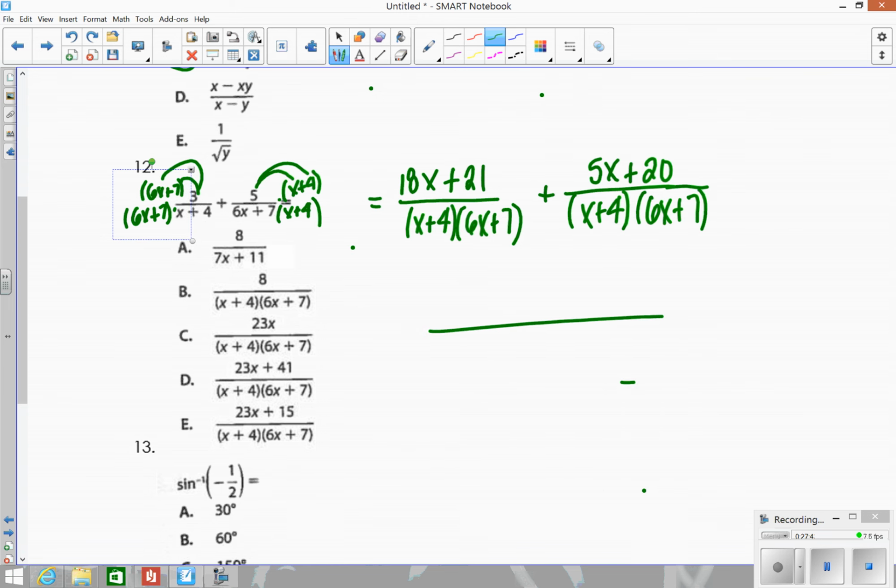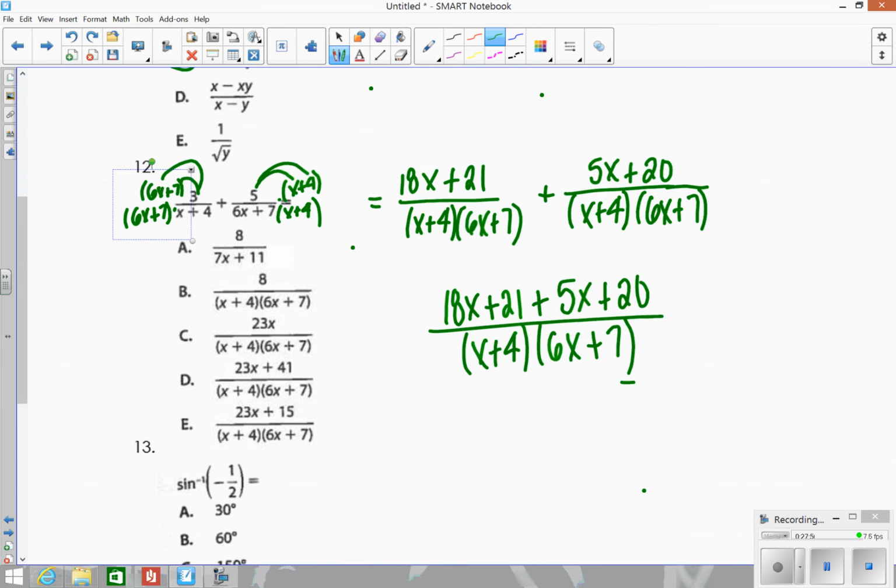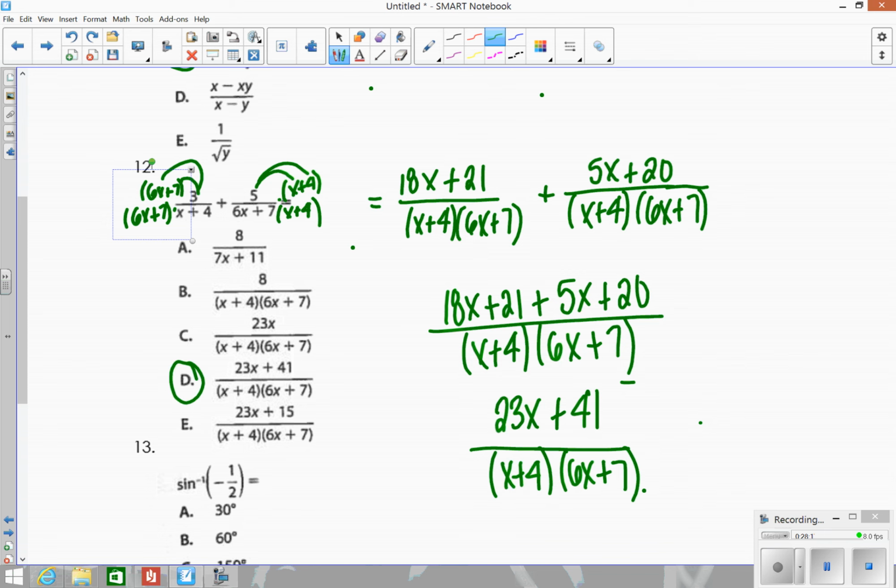And then from here, you can rewrite this with one denominator, and then you add the top. So we have 18x plus 21 plus 5x plus 20. And then now we can combine our like terms. So 18x plus 5x is going to be 23x. 21 plus 20 is going to be 41. And then we keep our denominator. So our answer for this one will be choice D, because we can't factor anything or simplify it any further.